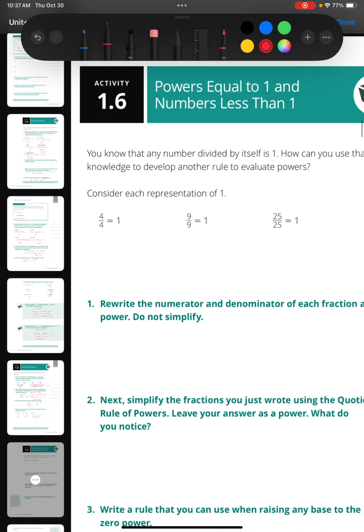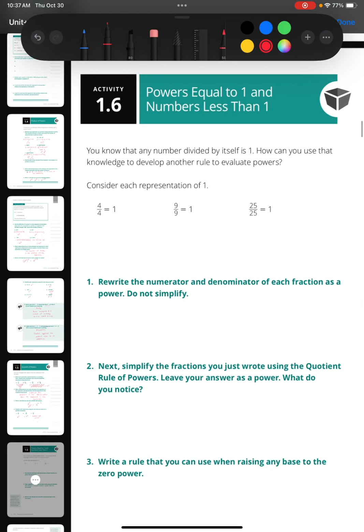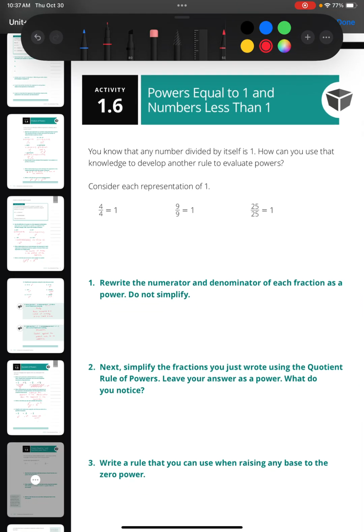All right, next, looking at powers that are equal to 1 and numbers less than 1. You notice in that first row, it's showing 4 over 4, 9 over 9, 25 over 25. A number divided by itself is going to give us 1. So if we rewrote those with exponents, all those are to the first power. It's like having 4 to the first over 4 to the first, 9 to the first over 9 to the first, or 25 to the first over 25 to the first.